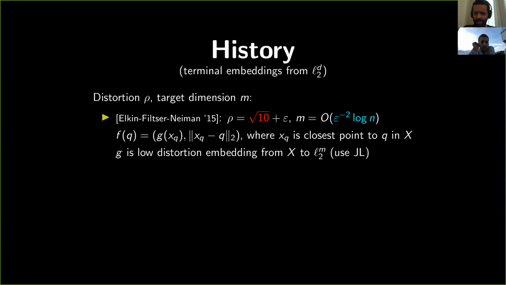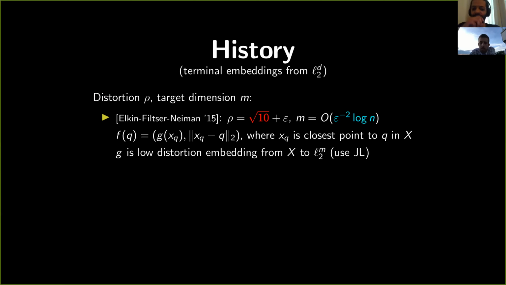And their embedding is very simple. So what they say is, my embedding, first of all, just take a standard JL kind of embedding, an embedding that has low distortion for the original point set X. Now I want to extend it to the whole space, to all of R^d. What do I do? If my original JL embedding maps to R coordinates, my first R coordinates are going to be just apply the JL embedding, okay?